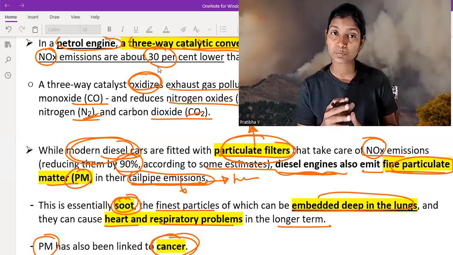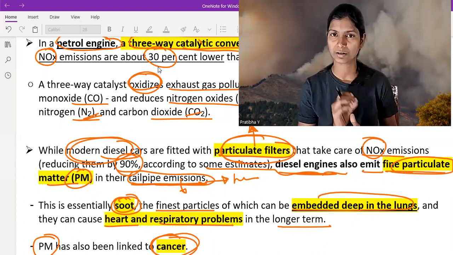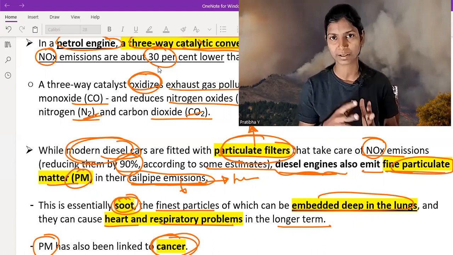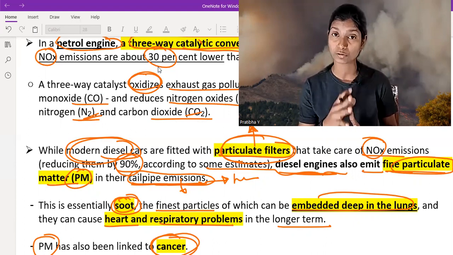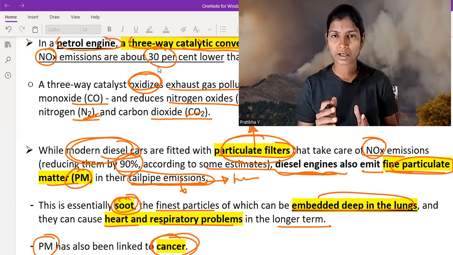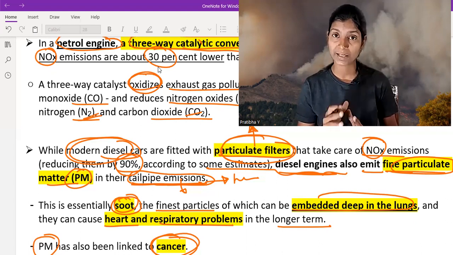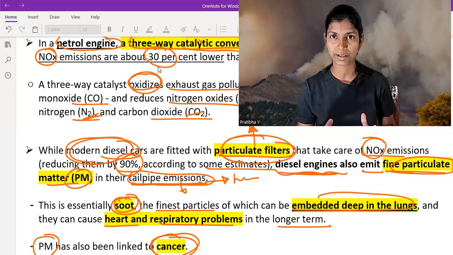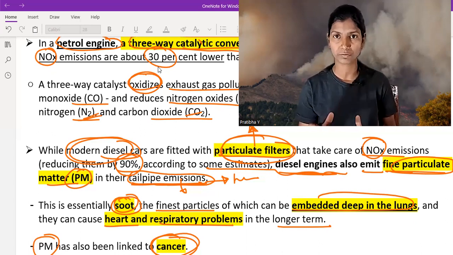But we have to remember that through the tailpipe of a diesel engine car, small soot PM is released, which is a very fine particle that embeds in the lungs of human beings and causes respiratory as well as heart problems. And PM is also a cause of cancer. And the three-way catalytic converter in the petrol engine converts hydrocarbons into H2O, carbon monoxide into carbon dioxide, and nitrogen oxides into N2. So N2, CO2 and H2O are not harmful gases, so it reduces the emission of NOx.